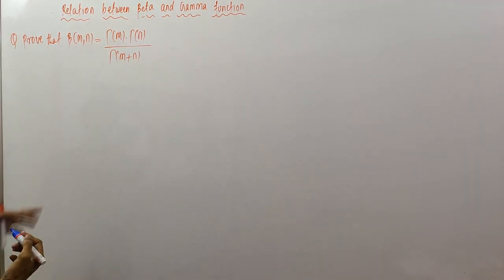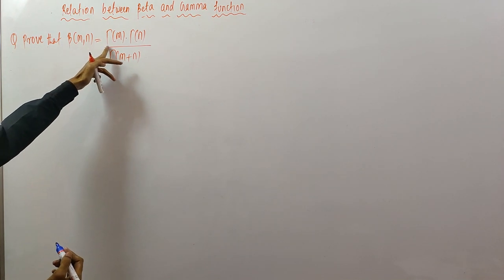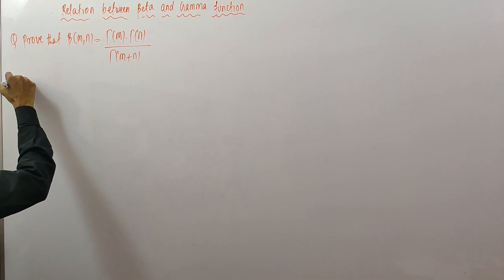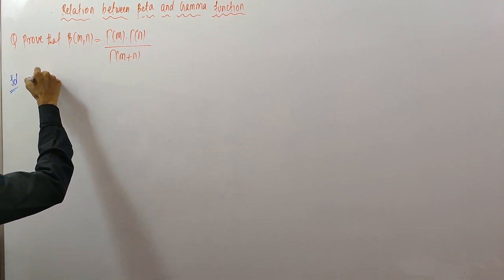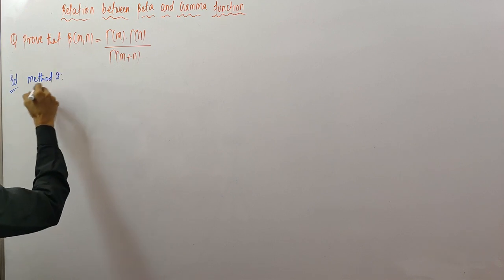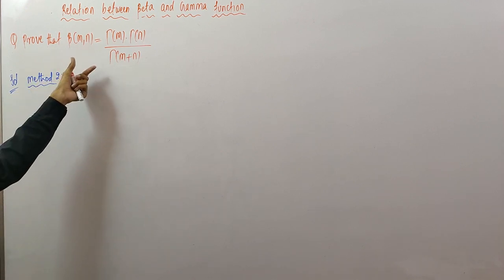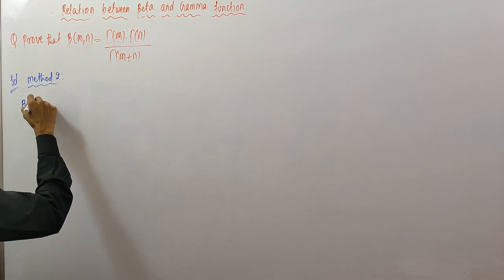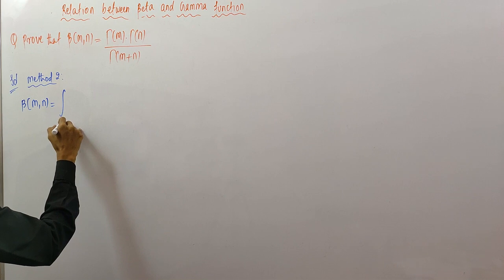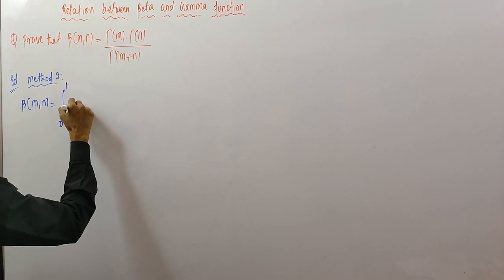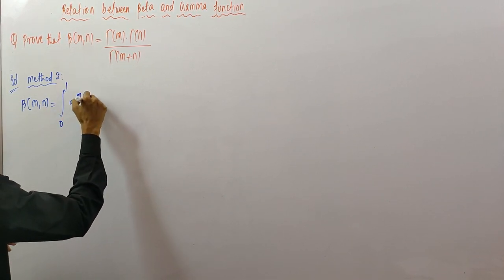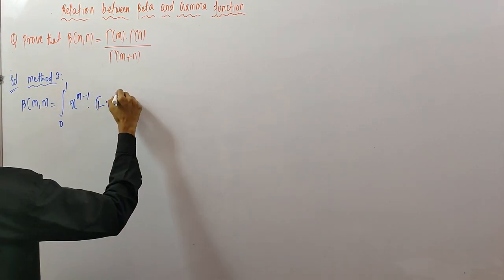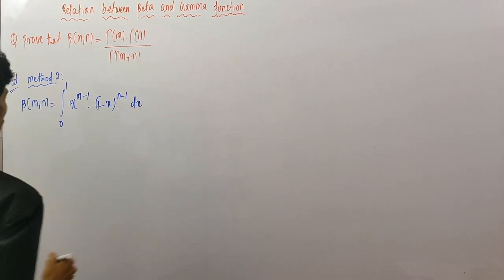Now let us see the proof of this relation, beta of m comma n with gamma of m into gamma of n divided by gamma of m plus n. We have this method 2. In this method we will prove this relation with the help of beta function. Beta of m comma n is equals to integration 0 to 1 x power of m minus 1 into (1 minus x) power of n minus 1 dx.